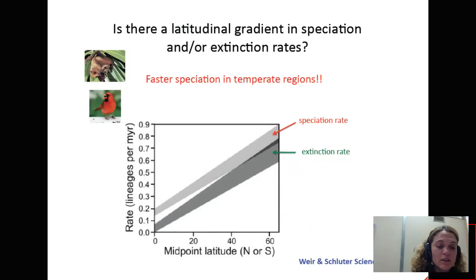And so we asked this exact question: is there a latitudinal gradient in speciation and or extinction rates? This is what Weir and Schluter did in 2007 on both birds and mammals. And what they found is that there is indeed a latitudinal gradient in speciation and extinction rates, but it's not as we would expect it to be. We would expect speciation rate to be higher in the tropics, and they in fact found that speciation rates were higher at higher latitudes.